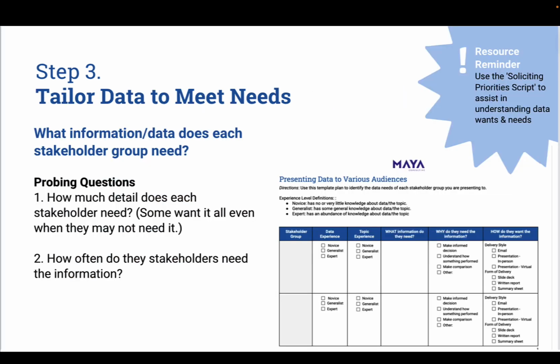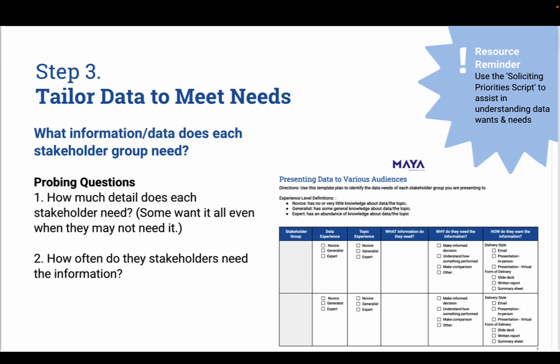The third step is to tailor the data to be presented to meet the needs of the stakeholder groups. You must answer the question, what data does each stakeholder group need? Use the following probes to identify the specific data needs of each group. How much detail does each stakeholder need? Oftentimes, people want it all, even when they may not actually need it all. How often do the stakeholders need the information?